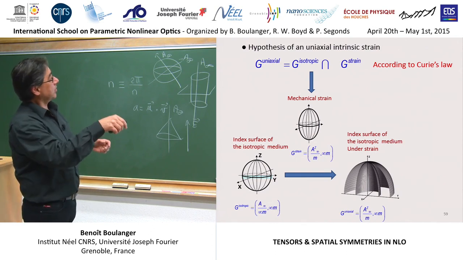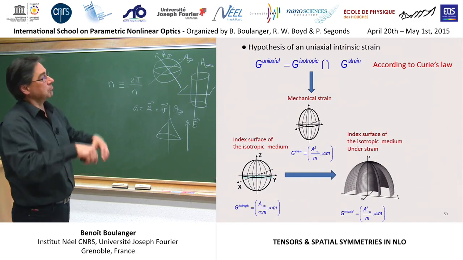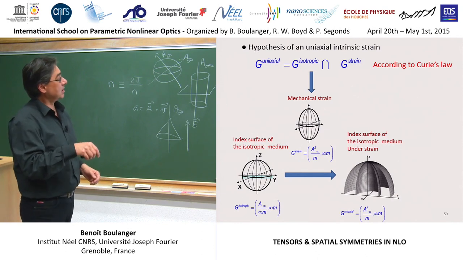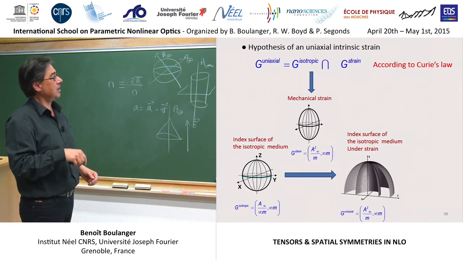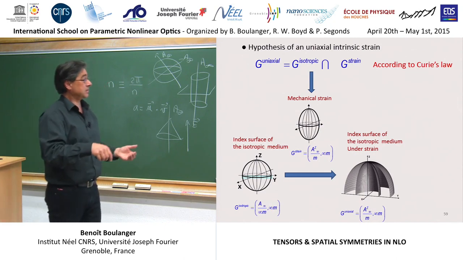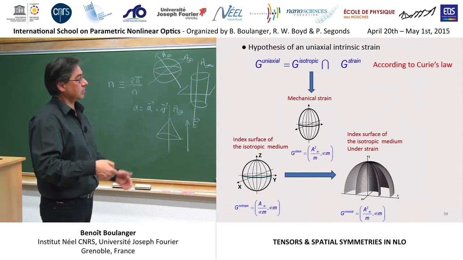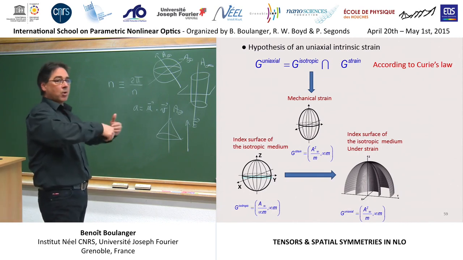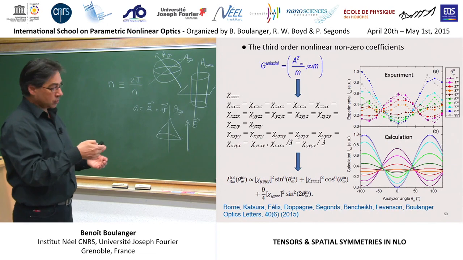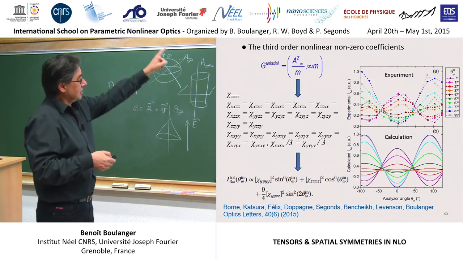So we are going to translate this group theory equation into a topological equation. So here is the index surface of the isotropic medium. The topology of the mechanical strain. And then, if you make the intersection, you obtain something which belongs to the infinite group of the cylinder. And so you obtain this. Okay, so it's compatible with group symmetry. And so now we know how the index surface corresponding to the uniaxial medium under strain is oriented. So now the job is not finished. The lecture will be finished in a few minutes, but not these calculations.